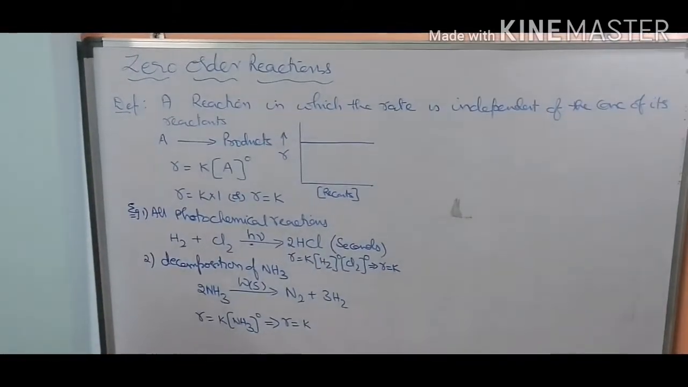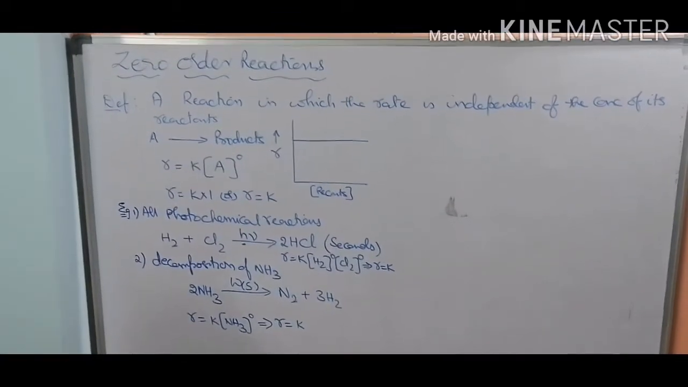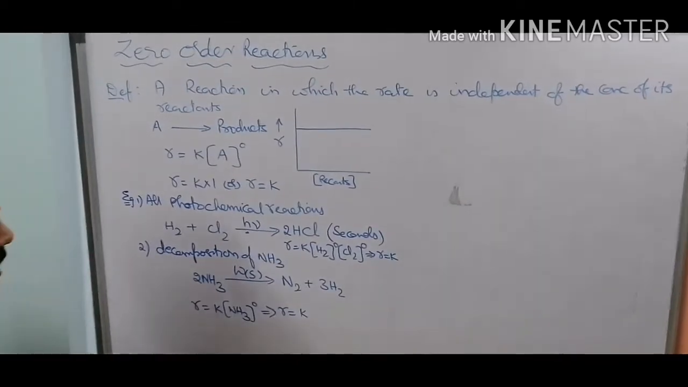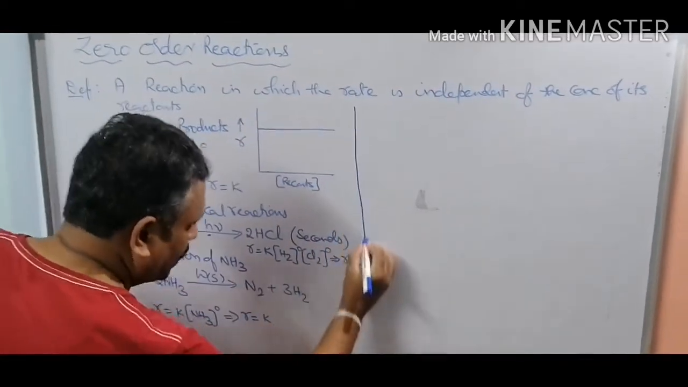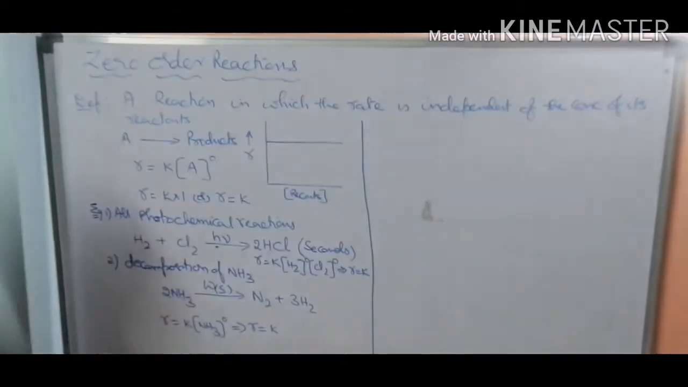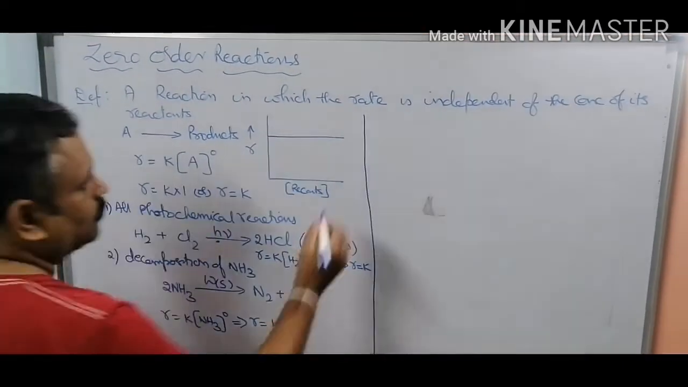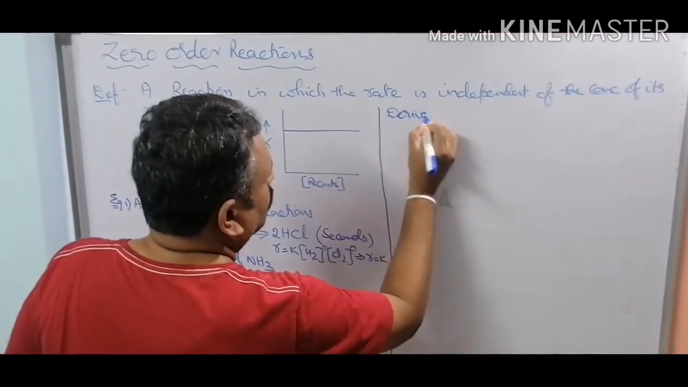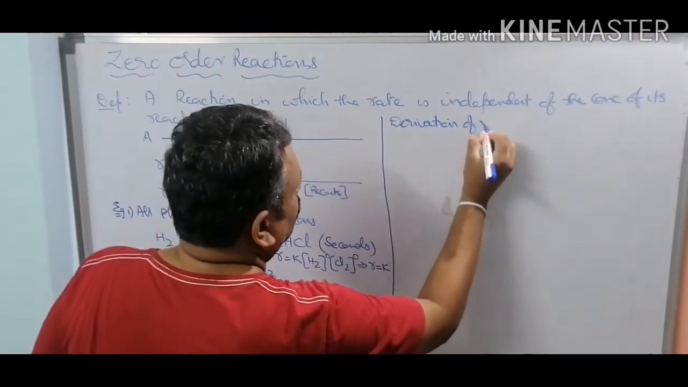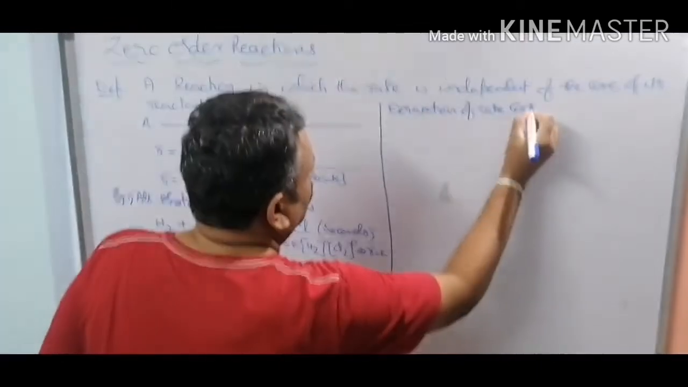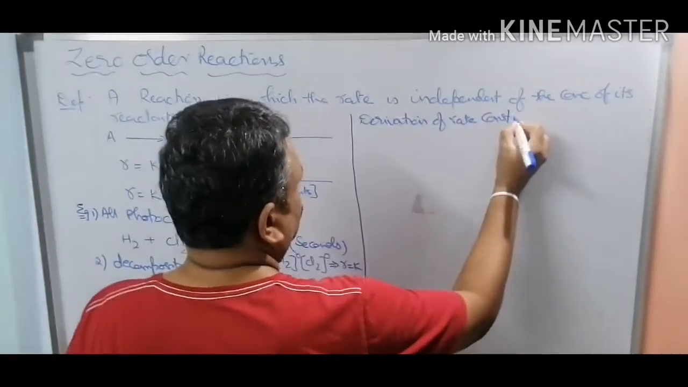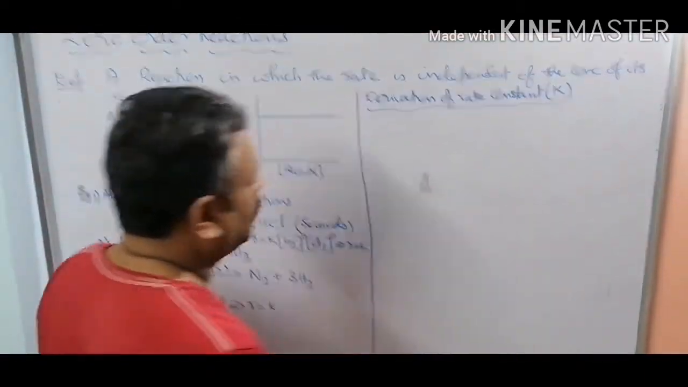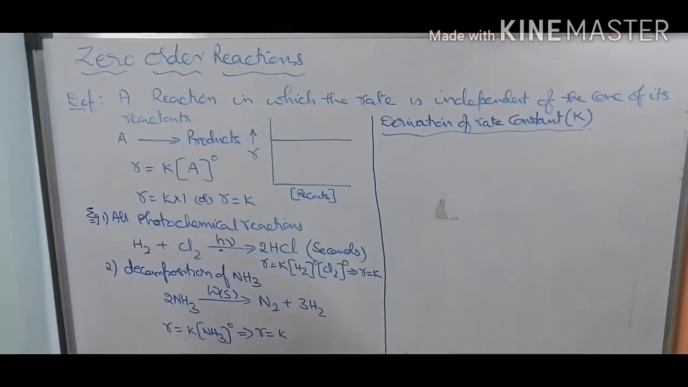So these reactions in which rate is independent of the concentration of the reactant are all called zero order reactions. Now let us derive an integrated rate equation for a zero order reaction. So we are trying to derive a rate constant K for the zero order reaction.